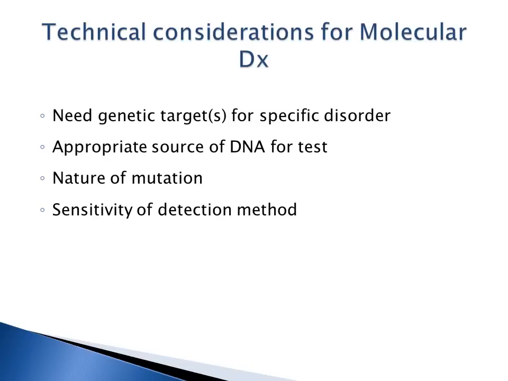Some of the technical considerations for molecular diagnostics. You need to have a target gene for a disorder. In order to generate a molecular test, you need to know what gene or what piece of DNA is involved in that disease. You have to be able to obtain the appropriate source of DNA in order to perform the test. You have to understand the nature of the mutation that is causing the disease, and you want to make sure that the detection method you're using is sensitive enough to detect that mutation.